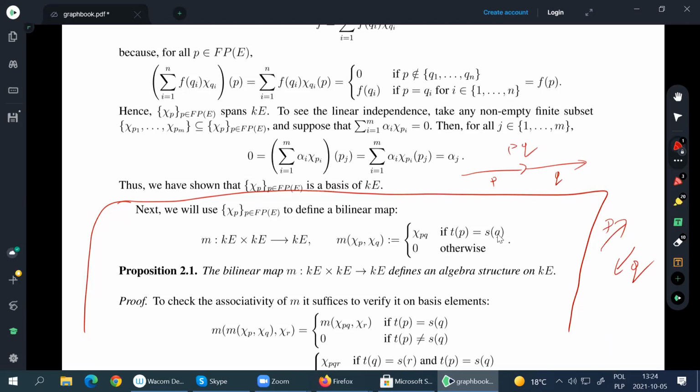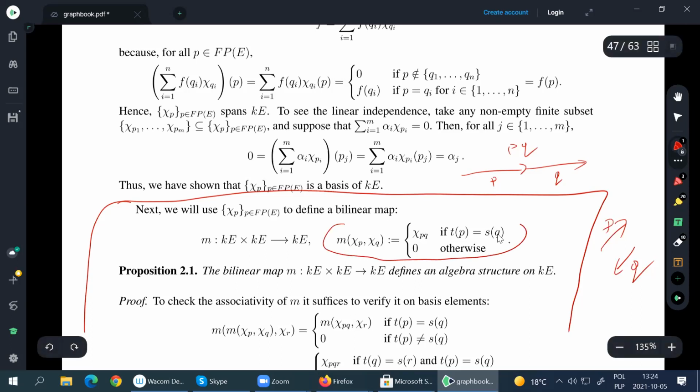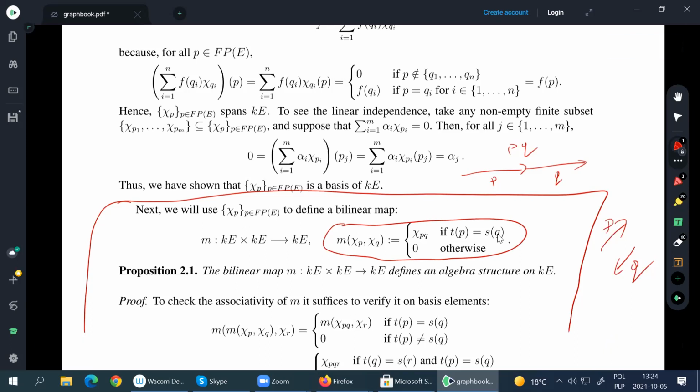So this is very, very important. This is the key formula. This is how you multiply in the path algebra. So basis elements are given by paths, and you multiply two paths into the composition path, and if you cannot compose, you multiply two paths into 0. So that's roughly the idea, which is rigorously written over here.